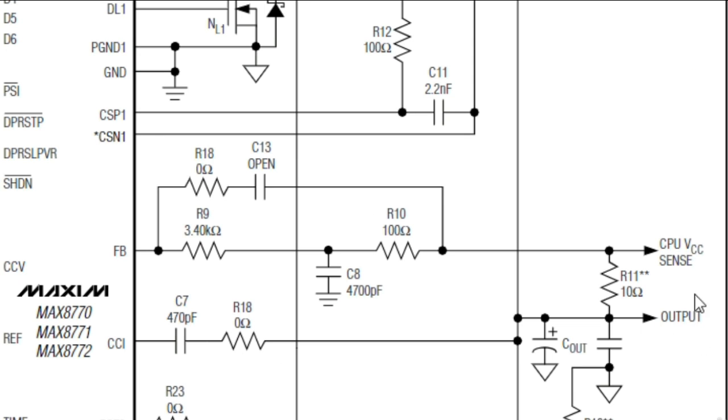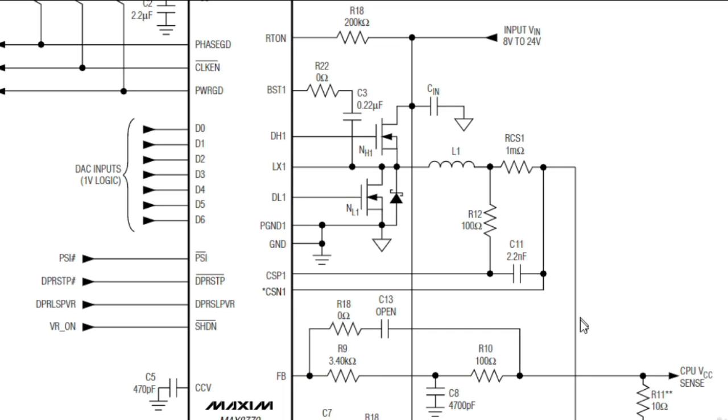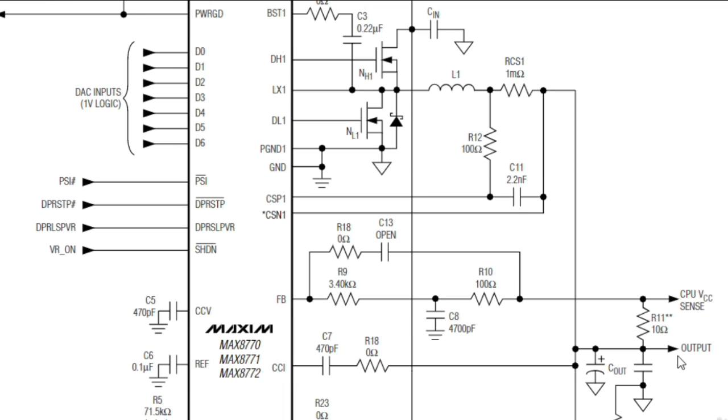Here we have output, as you see. We have here the input Vin from 8 volt to 24 volt. Let's assume that the Vin is 19 volt. So the 19 volt will go here, as you see, to power the IC first, and then will pass through this MOSFET. We have here drive high 1 to activate this MOSFET, and here we have drive low 1 to activate this MOSFET, and then the VCC core will pass through this coil, as you see, and the VCC or the output voltage will be generated here.